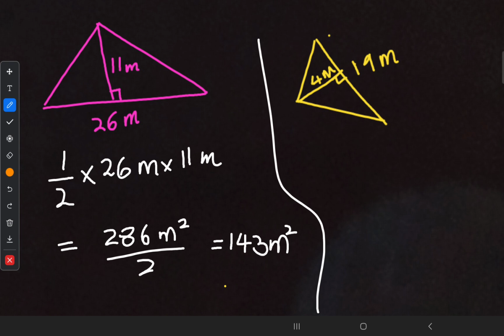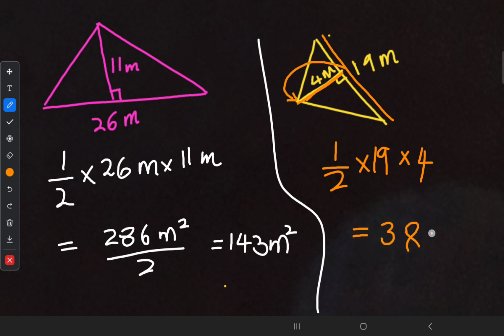But here you can see the orientation is a little different. The base is given in a slanted way, in a slope. But you have to conclude the things clearly. If we consider it as a base, the perpendicular height should be from its opposite vertex to the base. So this is our base in this case. So half into 19 into 4 will give you the answer as 38 square meters.